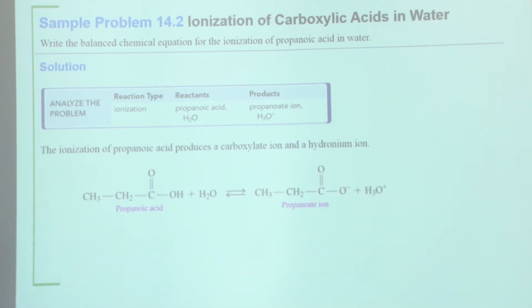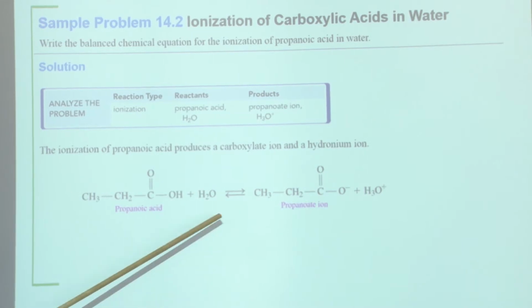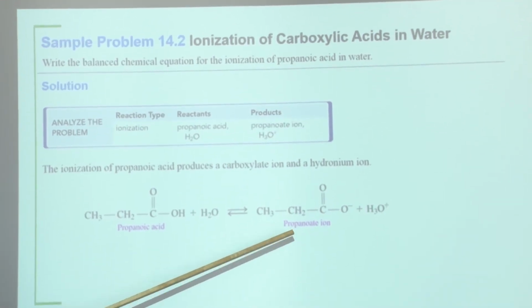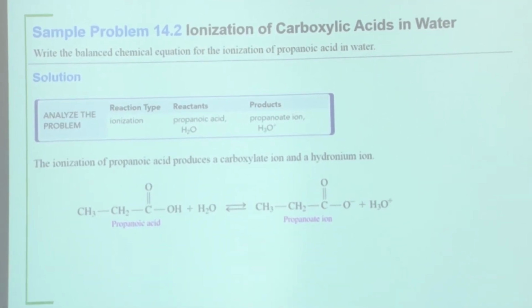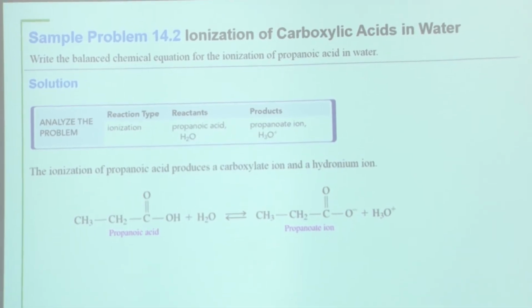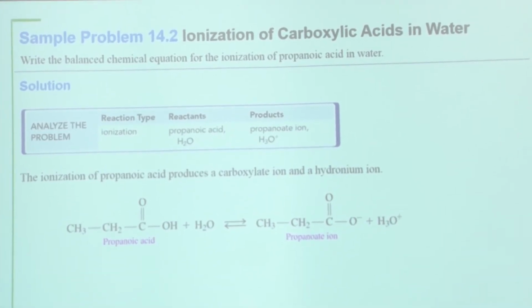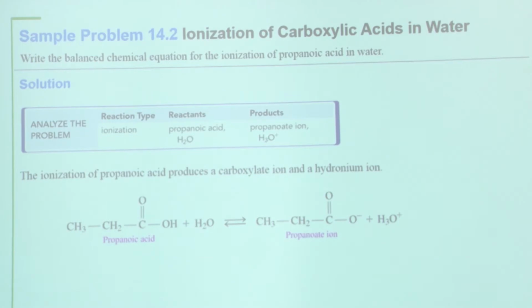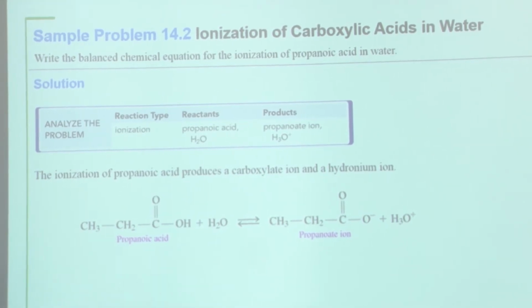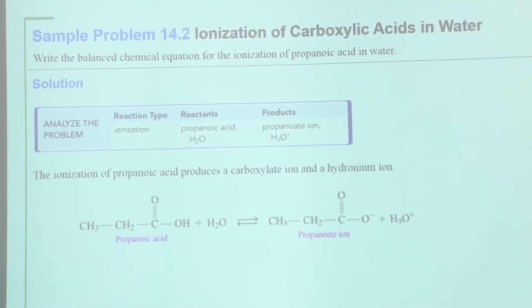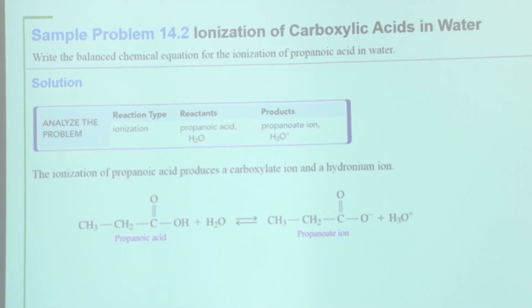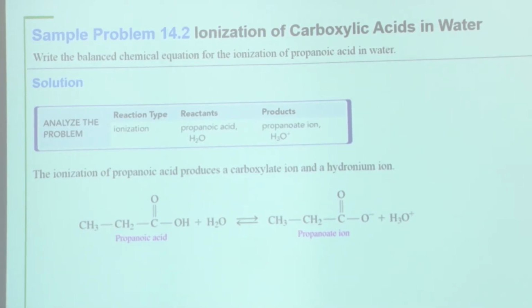So you can see that propanoic acid, 1, 2, 3, in water liberates hydronium ion, and this is the ion for acids. So propanoate ion and hydronium ion. So this is ionization. Acids ionize in water, aqueous solution. So this is the presence of water. Aqueous solution means solution in water. So liberation of hydronium ion and formation of the propanoate ion.